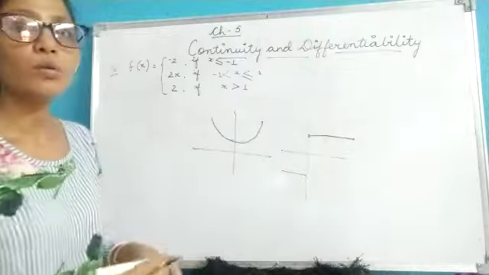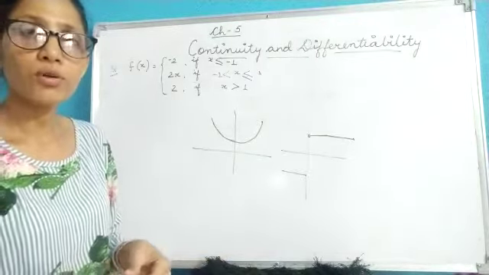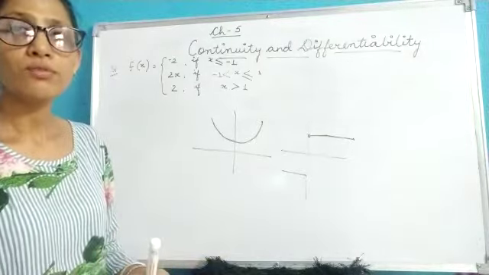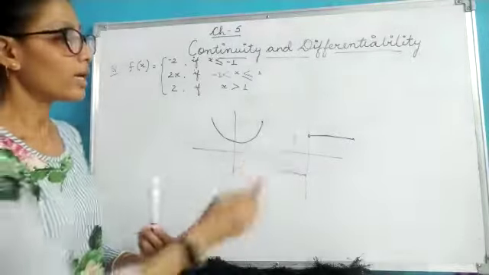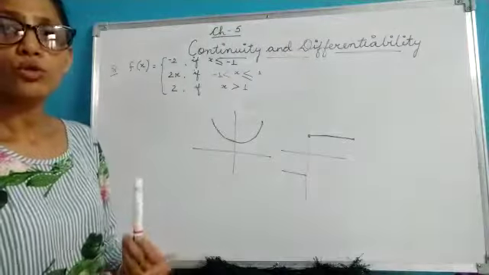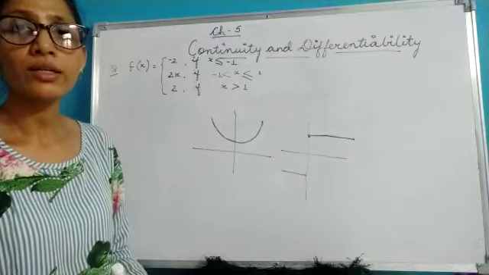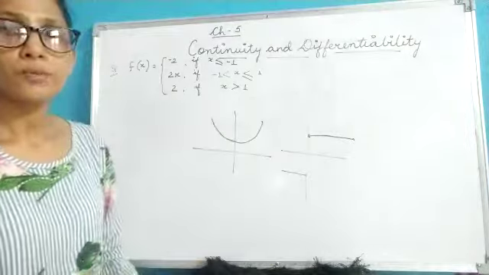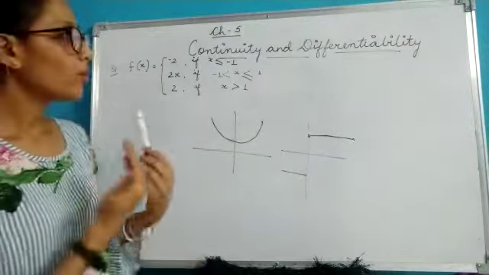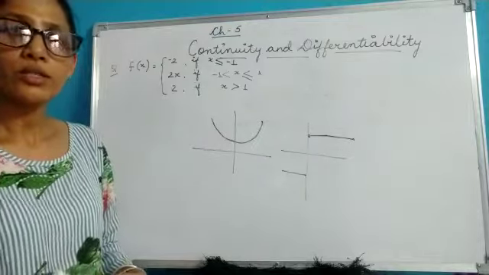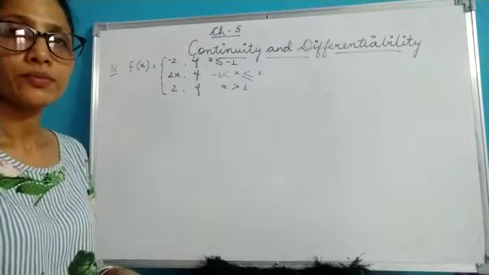So simply, if you are able to draw the graph of a function without lifting your hand, then it is continuous, and if you are not able to draw the graph without lifting your hand, then it is discontinuous. Now let's see how we can do the questions of continuity by the given example.